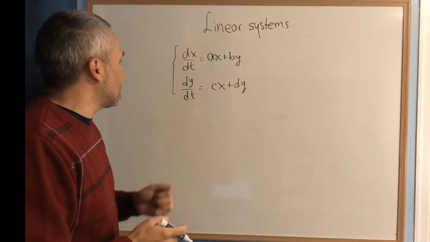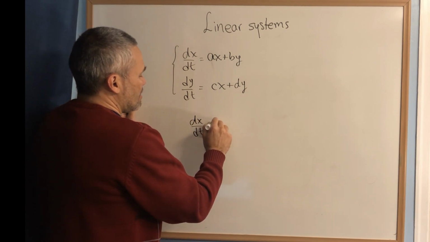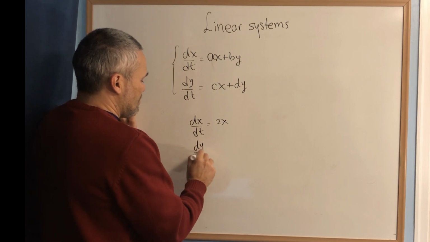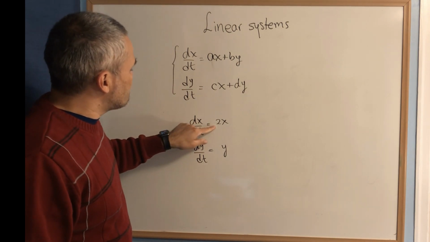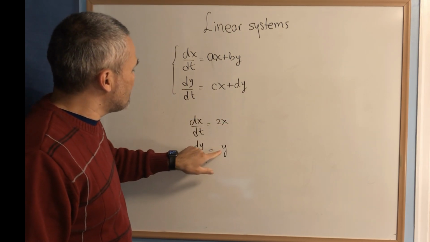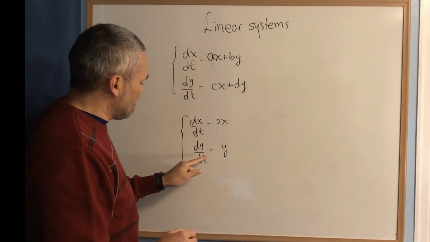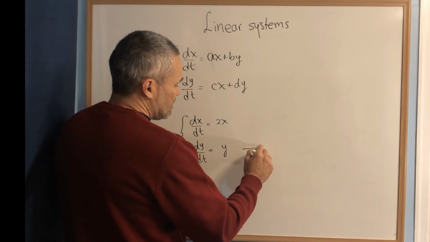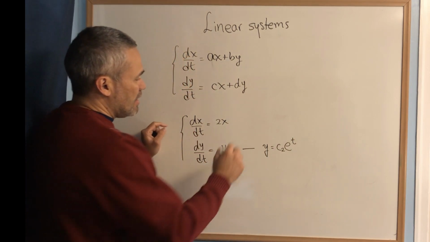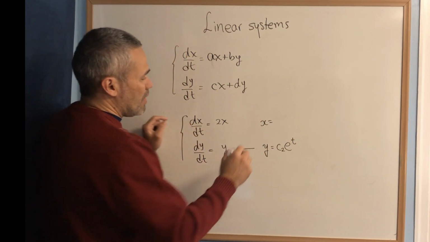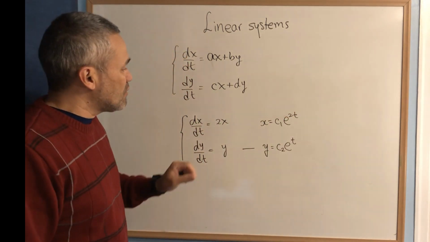Just to do a very easy example, let's suppose that we have dx/dt equal 2x and dy/dt equal y. Notice that here a is 2, b is 0, c is 0, and d is 1. Then the solution is very easy because the solution of this differential equation is y equal c2 e to the t, and here the solution is x equal c1 e to the 2t. This is what is going to happen in general.